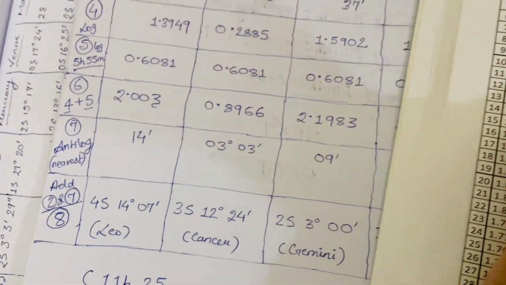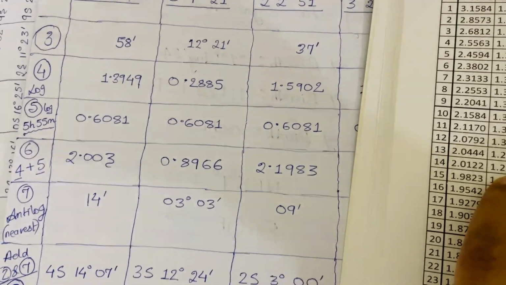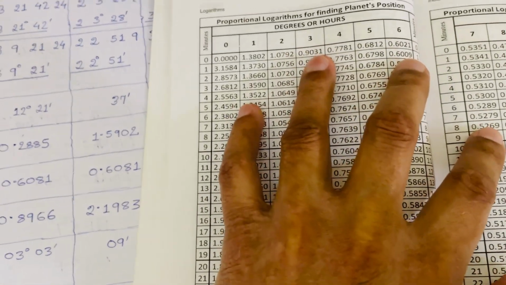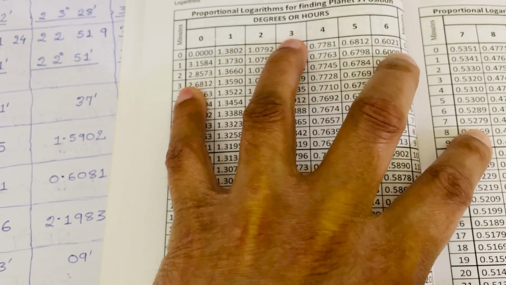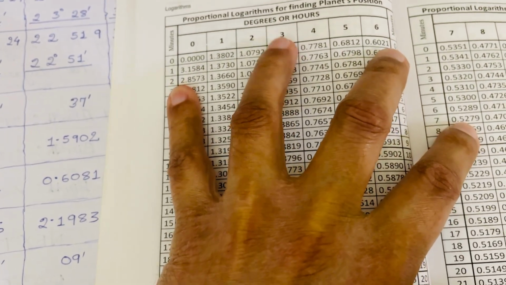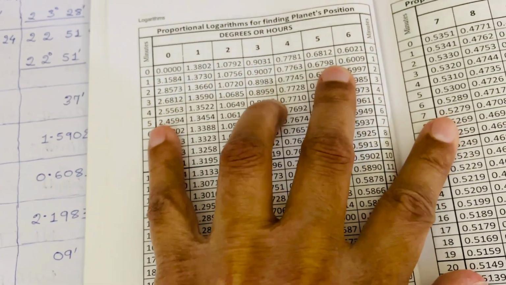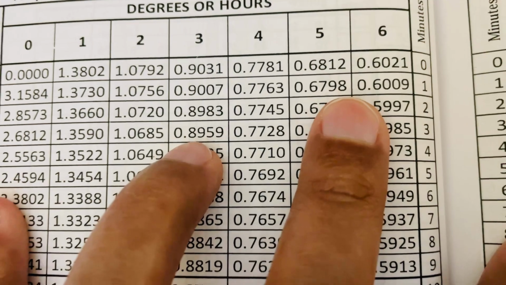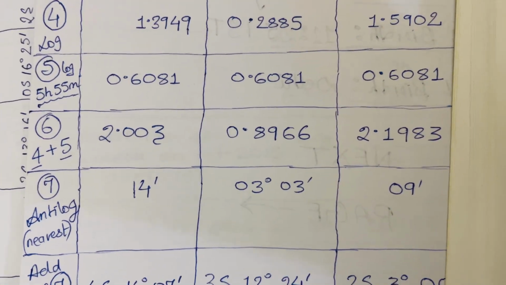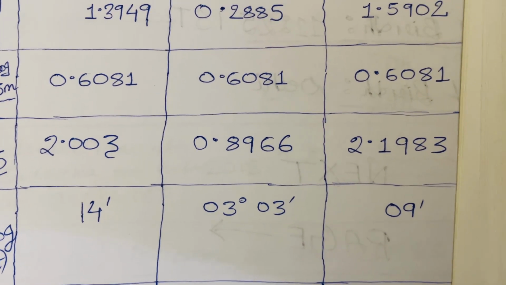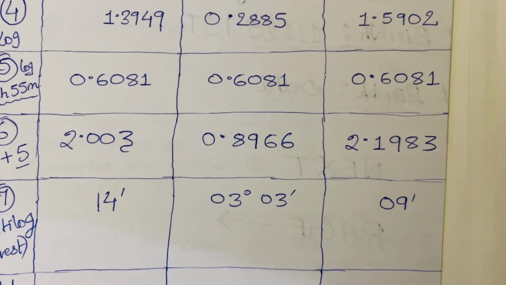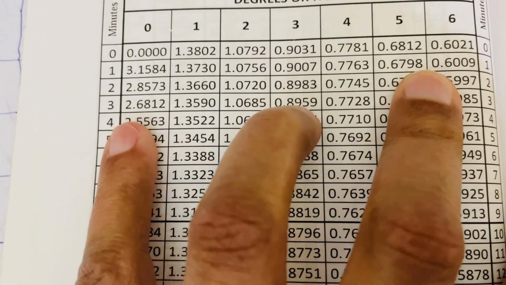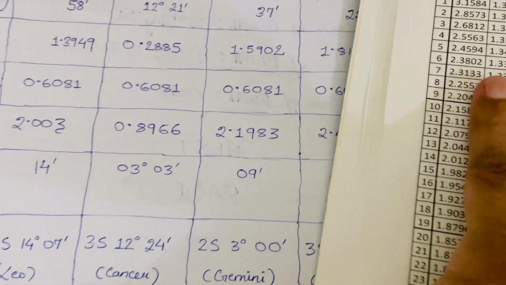Same concept goes for all the other planets too. The antilog value of 0.8966. Now if I go to 3 degrees and 3 minutes, see, 3 degrees and 3 minutes, we have the value of 0.8959. Now this value 0.8959 is nearest to the value of 0.8966. So my antilog value of 0.8966 becomes 3 degrees and 3 minutes. Okay, let's do one more.